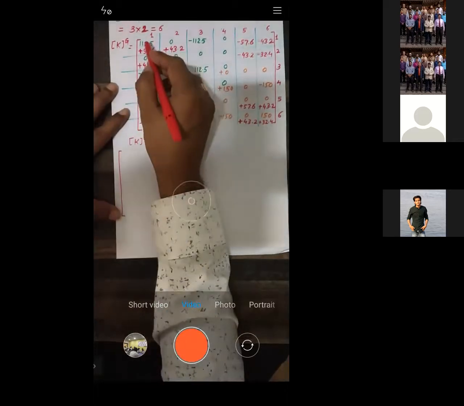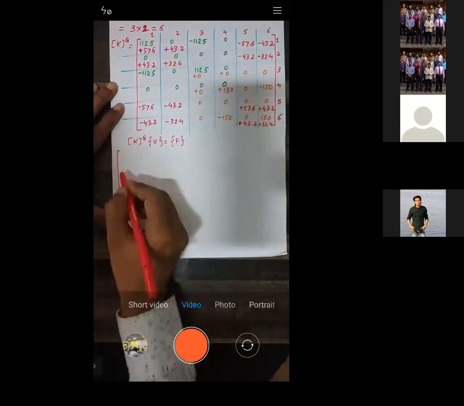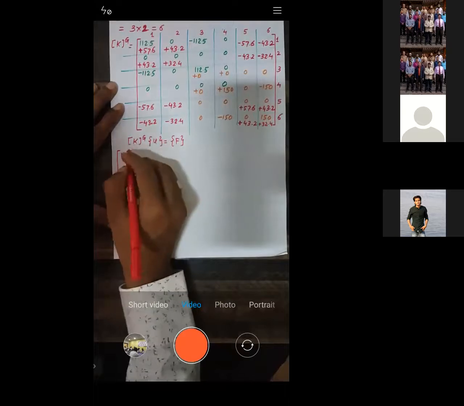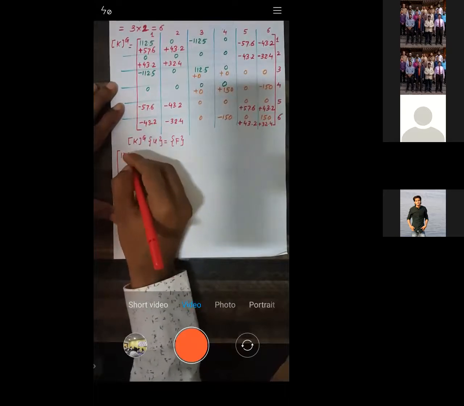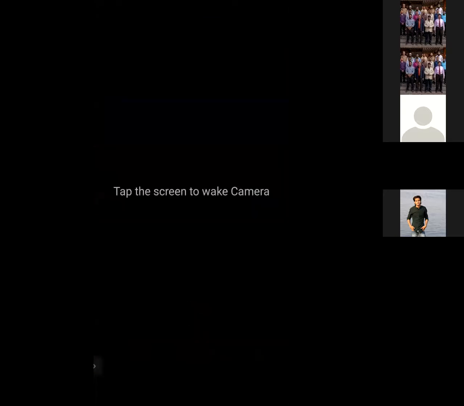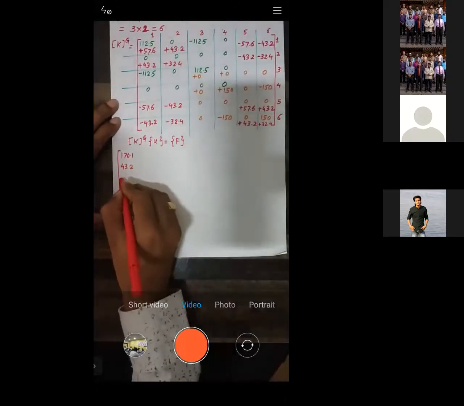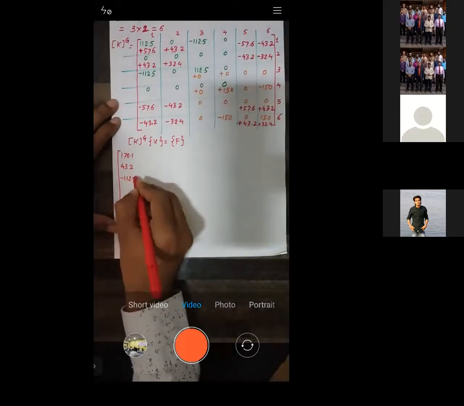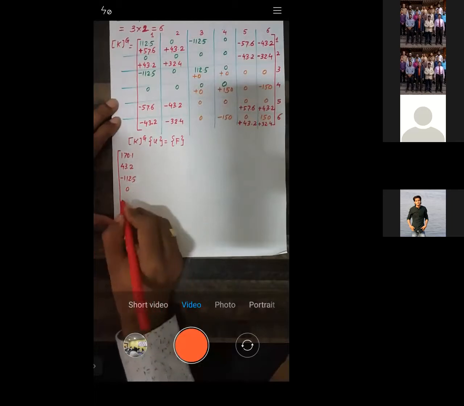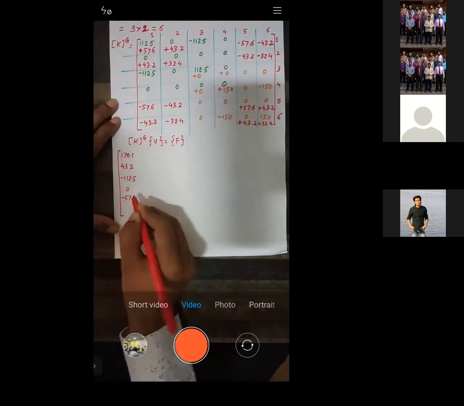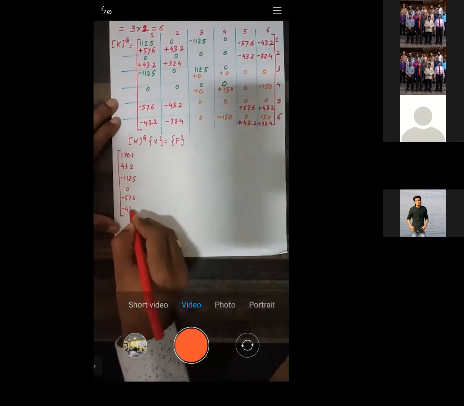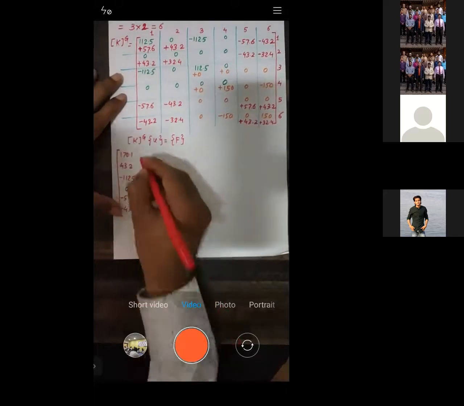See this addition, 112.5 plus 57.6, simple. It is 170.1. Then just below that it's 43.2. Okay, below that minus 112.5. Below that it's a 0. Then minus 57.6, minus 43.2. Right.